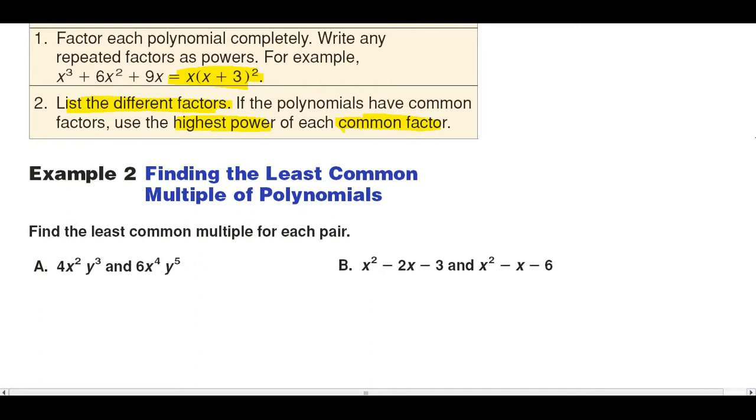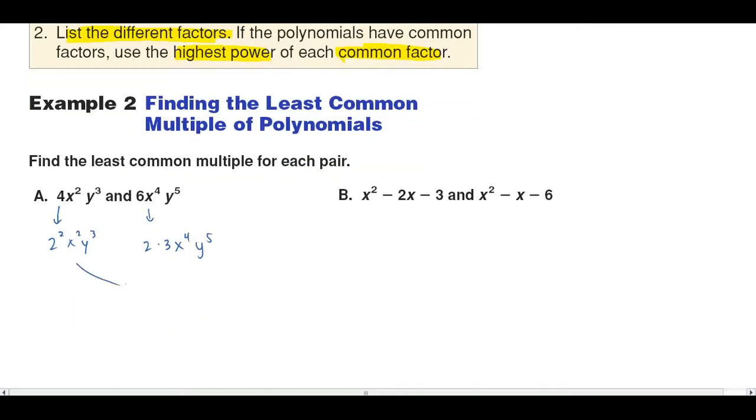If you look at example 2, you'll notice that this factors down to 2 squared x squared y cubed, and this guy factors down to 2 times 3 x to the 4th y to the 5th. And now to find their least common multiple, everyone has to be represented. So let's start off with the 2's. There's a 2 squared and a 2. Well, wait a minute. 2 squared would be our biggest choice there, and therefore we're going to use the largest exponent. There's some base, I'm sorry. Now 3 needs to be represented, so we're going to times 3.